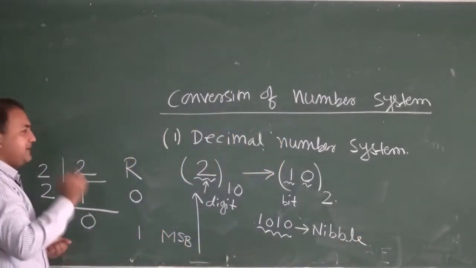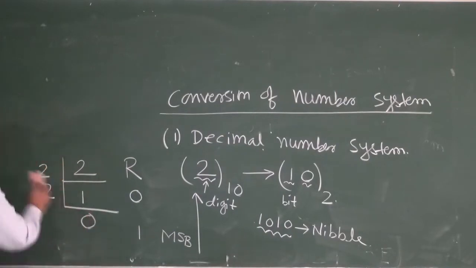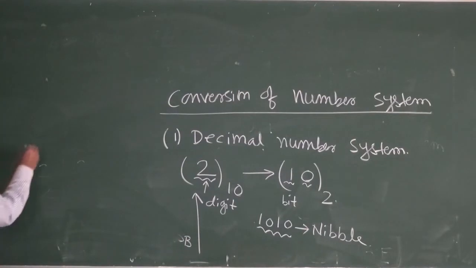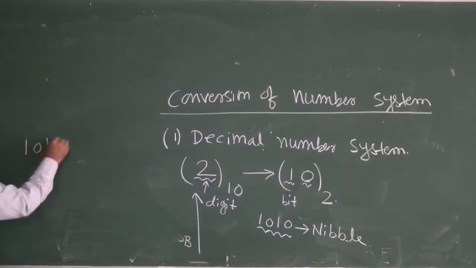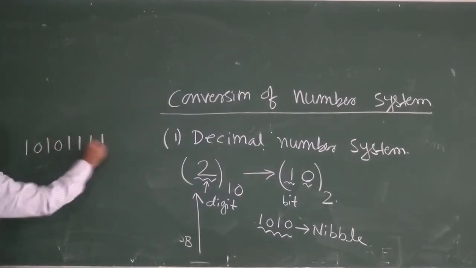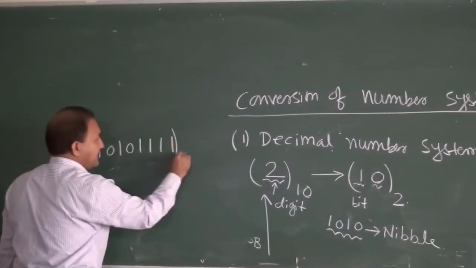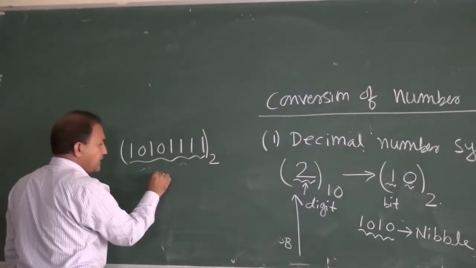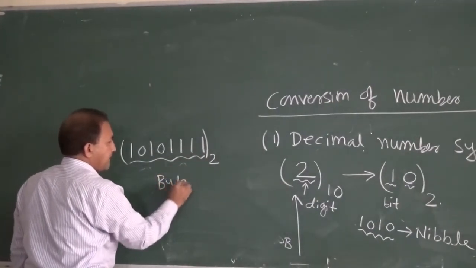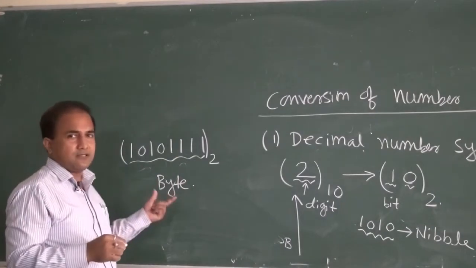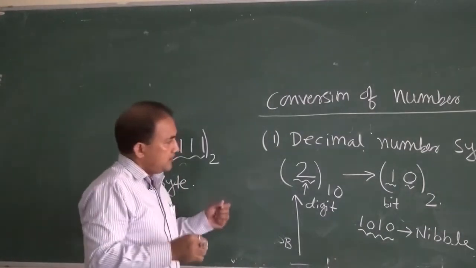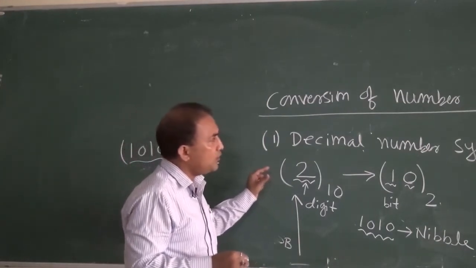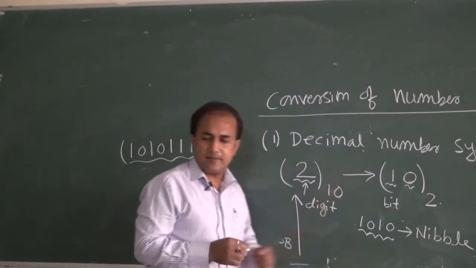And a combination of 8 bits is known as a byte. Suppose 10101111. This is in binary form. So a combination of 8 bits is known as 1 byte. You have to remember all this also. So you have seen how to convert a decimal number to a binary number.